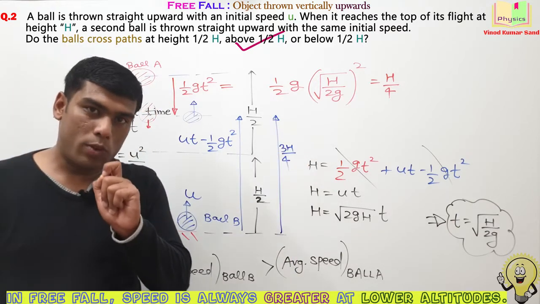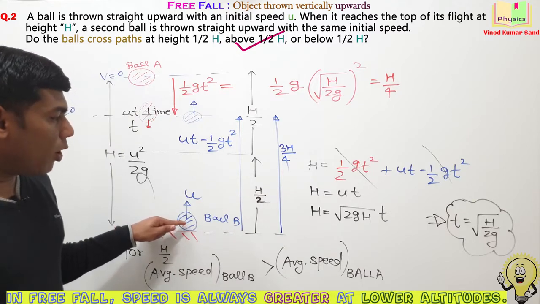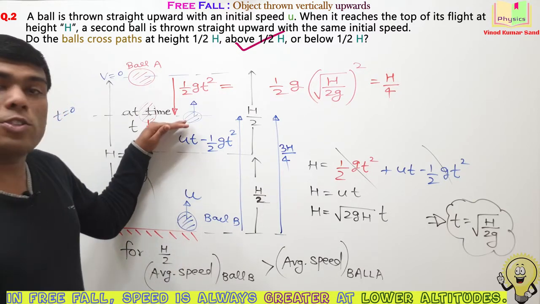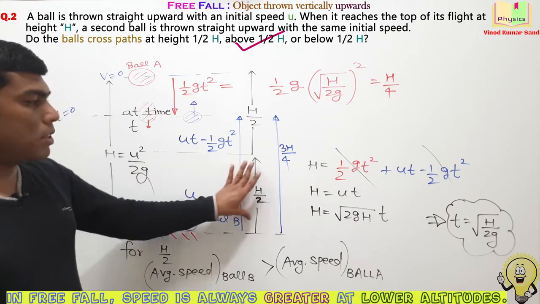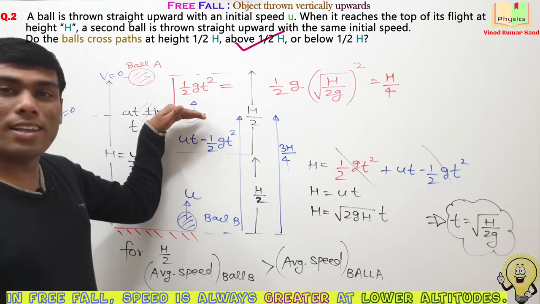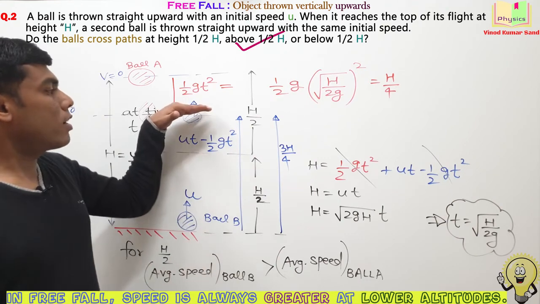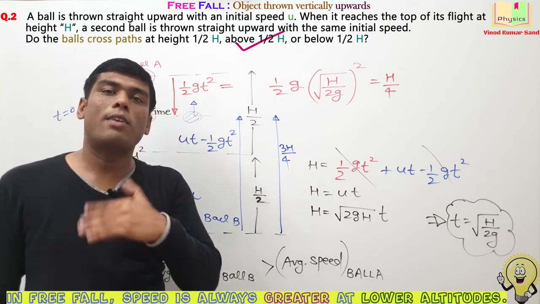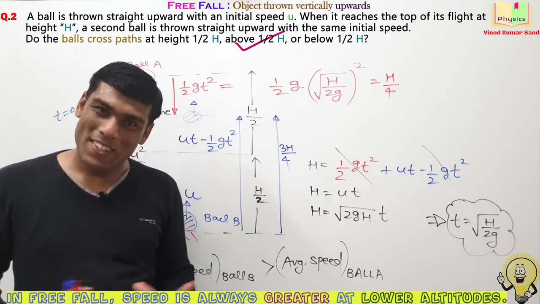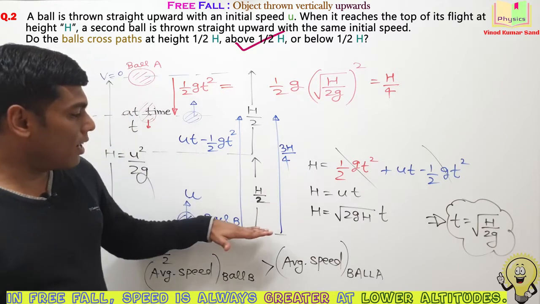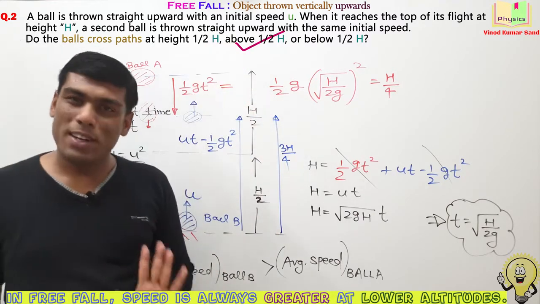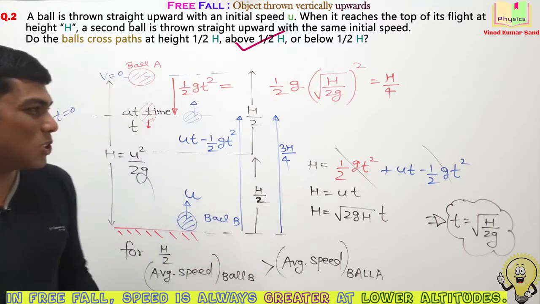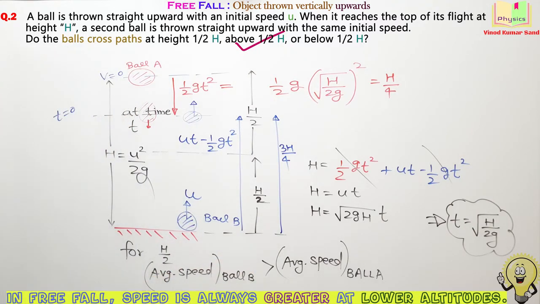I am repeating it once again. This ball B has the greater average speed. Since its average speed is greater, so it will cover up this h by 2 distance earlier. It means for sure the crossing will take place at a level above h by 2. Okay. Exact level is 3h by 4 above the ground or h by 4 below the top position. Simple and nice question. You can note it down.